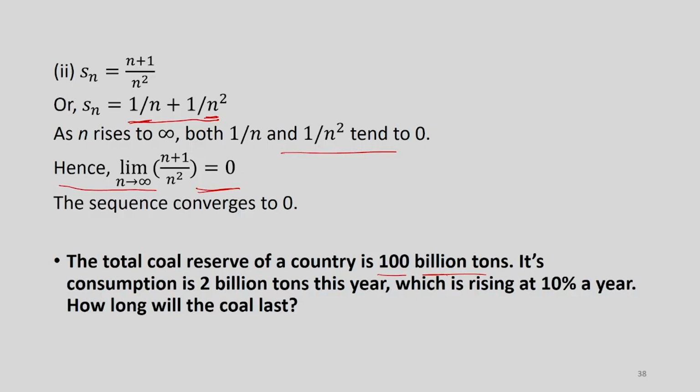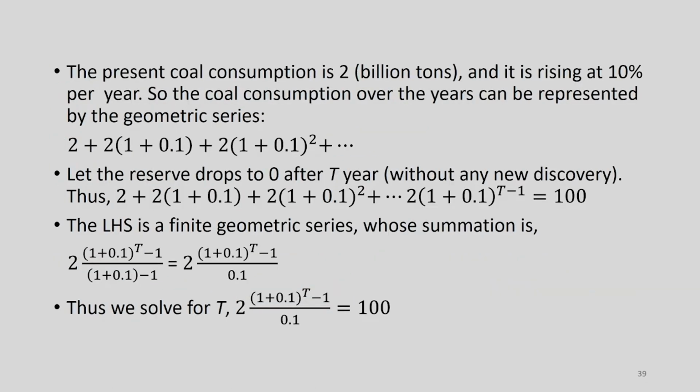So, if this resource is consumed and the consumption is rising over the time, then how fast will the resource be exhausted? So, that is the question. Now, how to get around this problem? The present coal consumption is 2. Let us suppose I am just writing in terms of number, I am forgetting about the units, 2 billion tons, and it is rising at 10% per year.